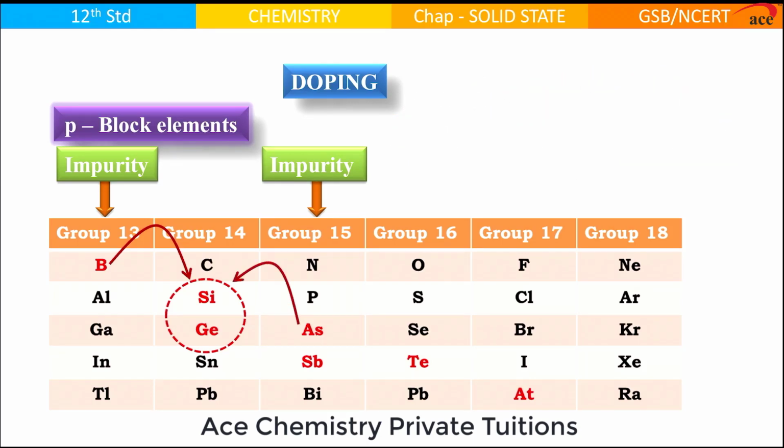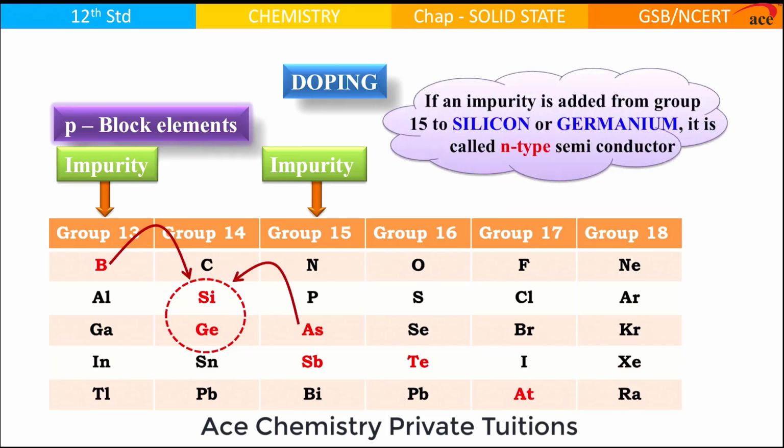If you add a group 15 element like arsenic, antimony to a group 14 element, then our silicon germanium semiconductors are now called n type semiconductors.